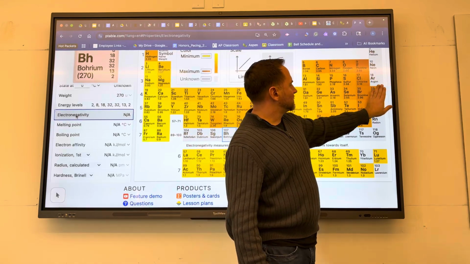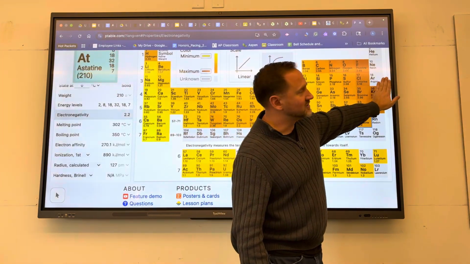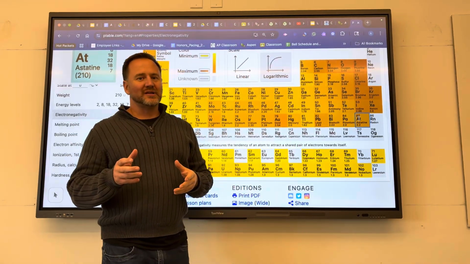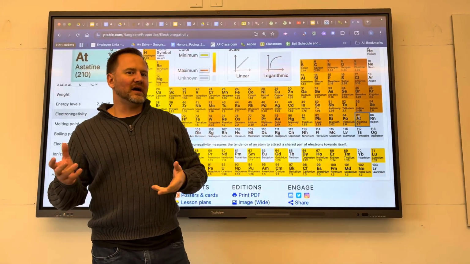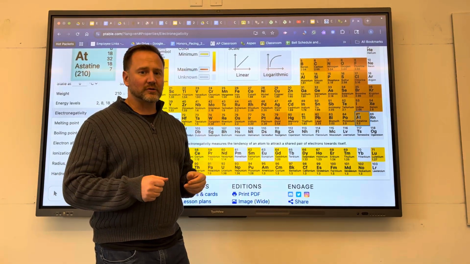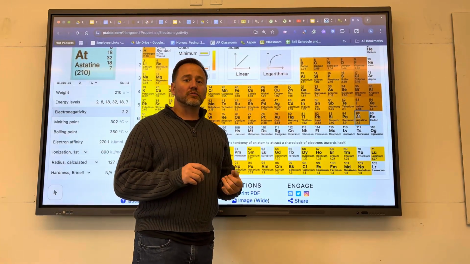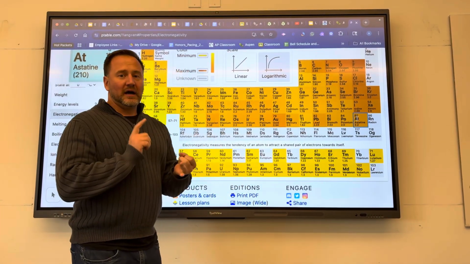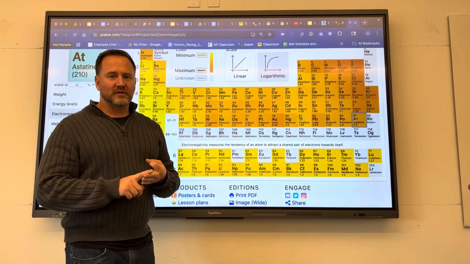Notice the noble gases, aside from these two exceptions, pretend those don't exist, don't have values here. And that's because they have complete outer shells and they don't form bonds, so they can't have really a strength of attraction when competing over electrons in a bond. Anyway, so those are the three properties I wanted to talk about today: atomic radius, ionization energy, and electronegativity. Thank you.